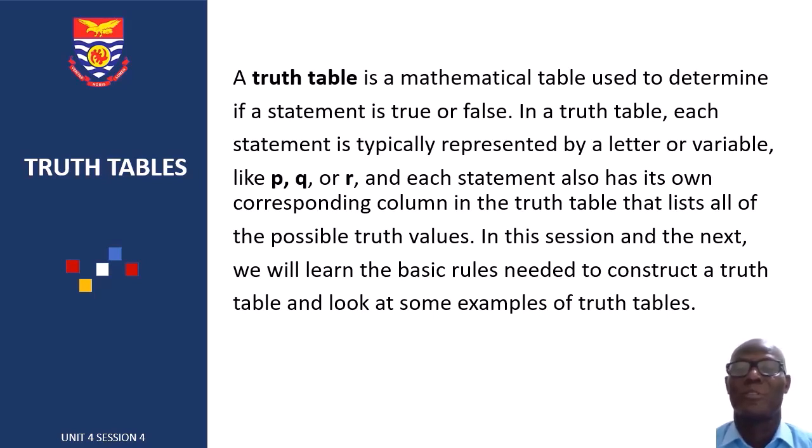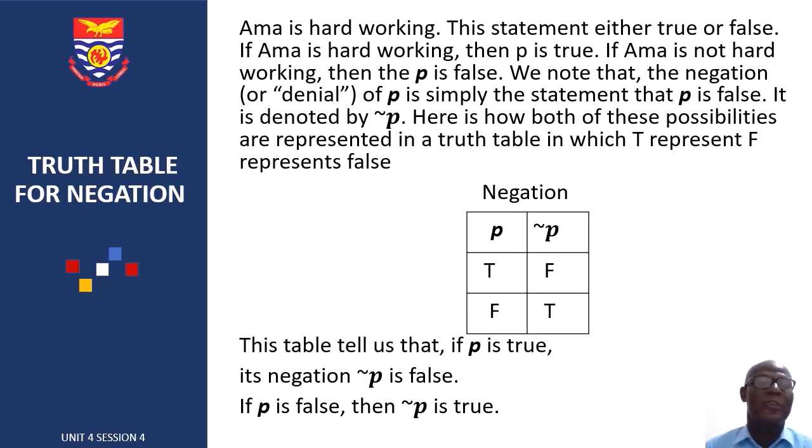A truth table has columns, with the column headings being the statements given, and lowercase letters are used to label the columns, such as P, Q, R, etc. Truth table for negation. In the truth table for negation, the column headings are the statement P and its negation, that is tilde P.